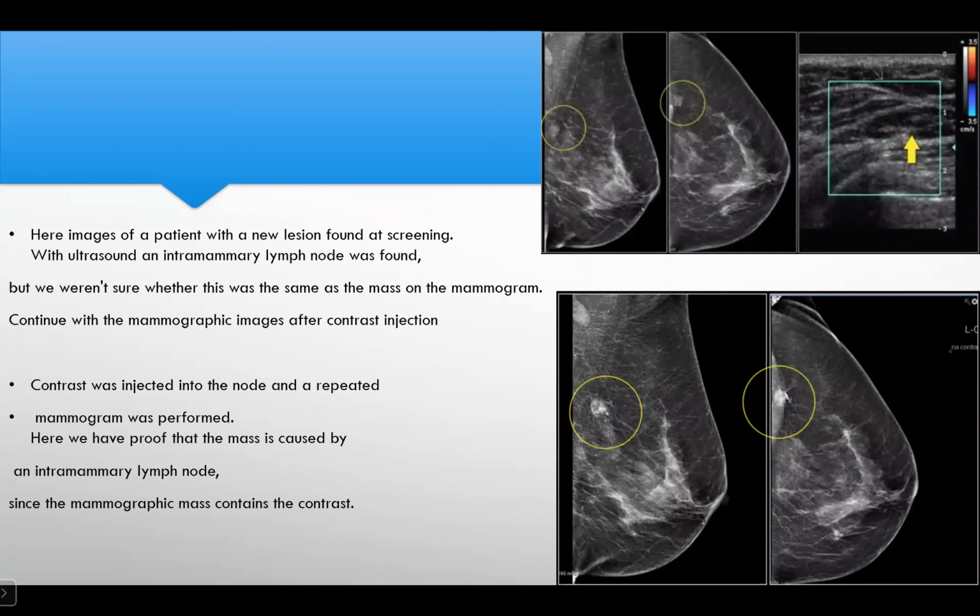Here is the image of a patient with a new lesion found on mammography at screening. Ultrasound detects an intramammary lymph node, but we are not sure whether this lymph node is the same lesion seen on mammography. So we inject the lesion with contrast and repeat the mammography, so that we are sure that the intramammary lymph node seen on ultrasound is the same lesion seen on mammography.